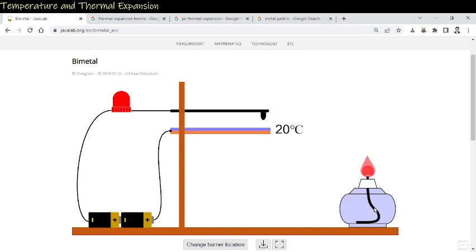The other example will be the bimetal. What is bimetal? Here you can see there is a blue and red metal, so it's two different metals. They have different CTE, and it means if you heat them they will expand differently. One metal will expand more than the other one. For example, in this case the red one will expand more.